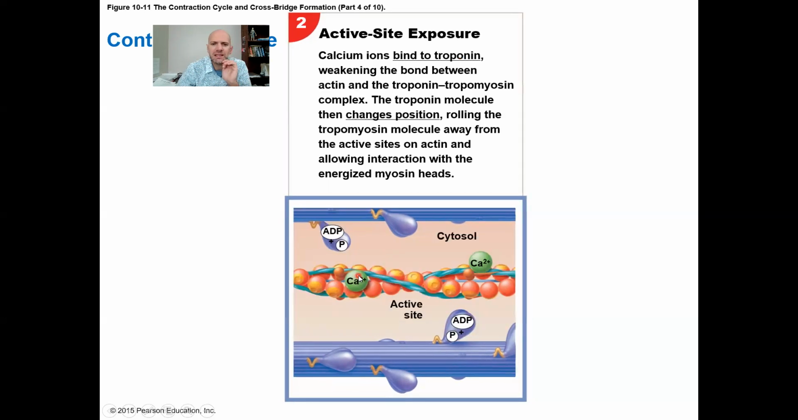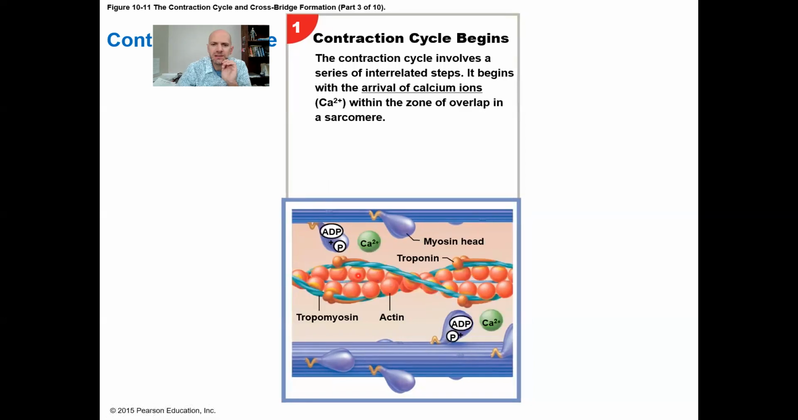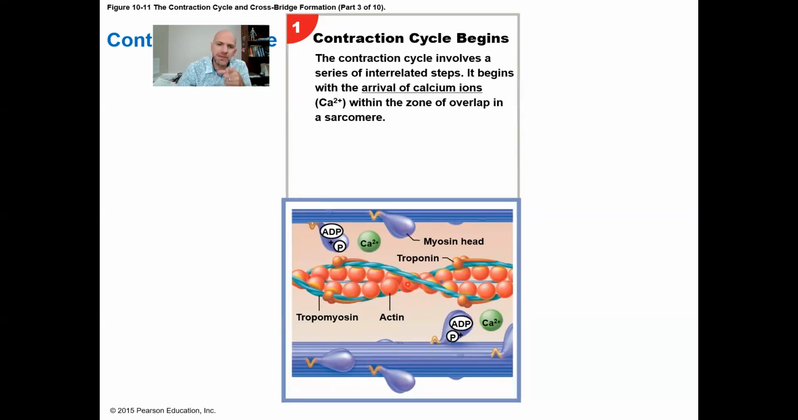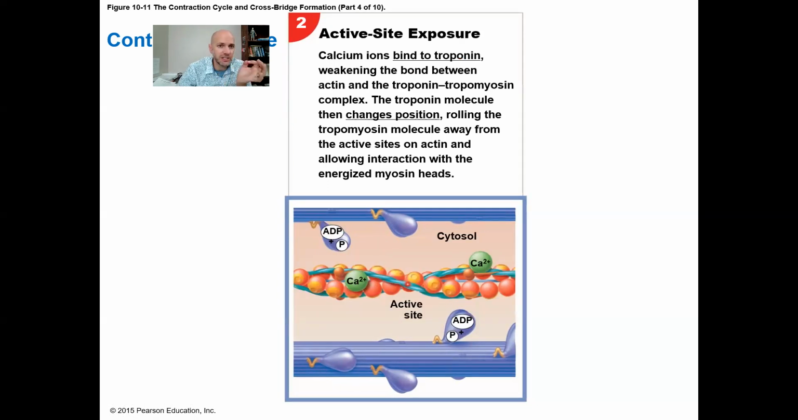So upon binding, you can see that that thread of green, the tropomyosin, has shifted. It's shifted off of the yellow little dots. And that's important because here the dots are covered, and here they're exposed. Those yellow dots on actin are where the myosin head group will bind. So calcium binding to troponin causes a conformational change, a molecular movement that rotates tropomyosin off of the actin active site.